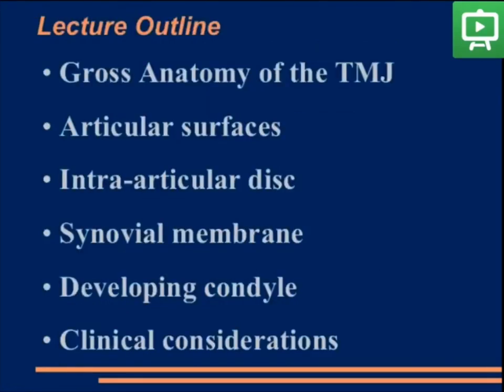Firstly, we'll talk about the gross anatomy of the TMJ, and then we'll go into the microscopic histological features of the articular surfaces, intraarticular disc, synovial membrane. We will talk later about the developing condyle, and lastly, an overview of the clinical considerations.